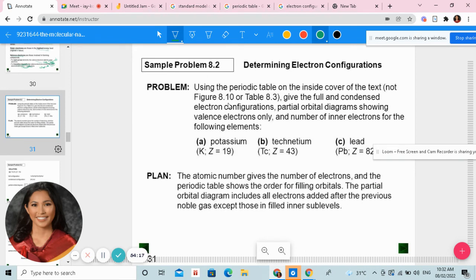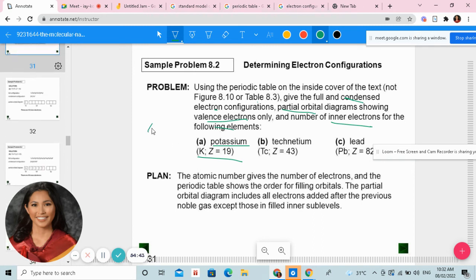Okay, this time we are going to give the full and condensed configuration, partial orbital diagram, then valence, then the number of inner electrons of the following. Okay, if we have potassium, which has 19 electrons, kabalo mo mubuhat sa iyang configuration. Okay, let's write 1s2, 2s2, 2p6, 3s2, 3p6, then 4s2, next 3d10. Perfect.